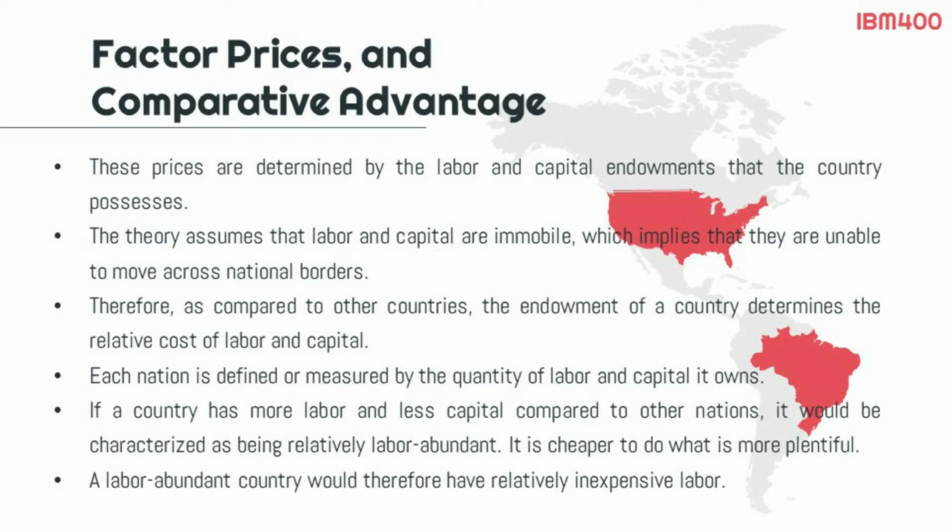Each nation is defined or measured by the quantity of labor and capital it owns. If a country has more labor and less capital compared to other nations, it would be characterized as being relatively labor abundant. It is cheaper to do what is more plentiful. A labor abundant country would therefore have relatively inexpensive labor.